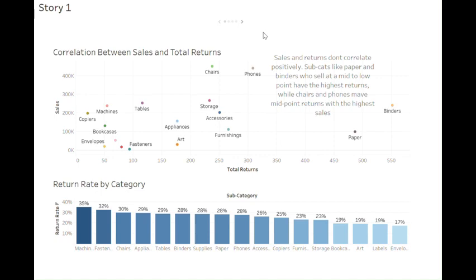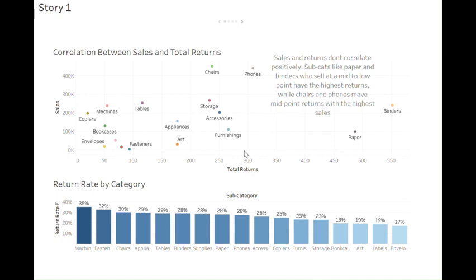A positive sales to total returns chart would look like this, in that it is a straight line from 0 to 550 going upwards the whole time. So let's say, for example, if the line was from envelopes to phones, it would be a healthy line because it means that the subcategories with the most purchases are also the subcategories with the most returns, and that would make sense.